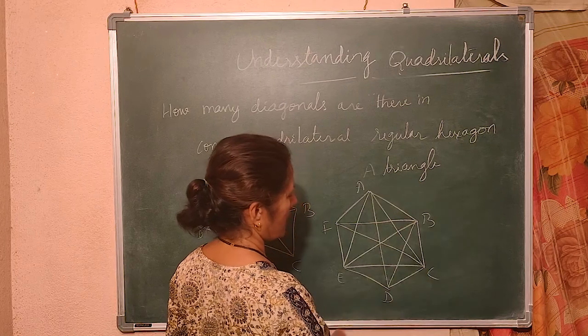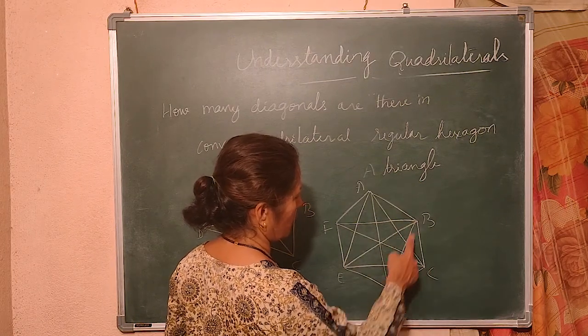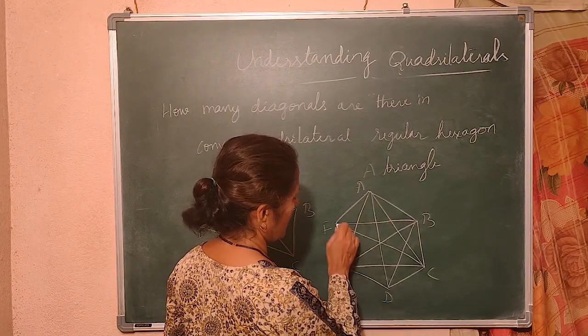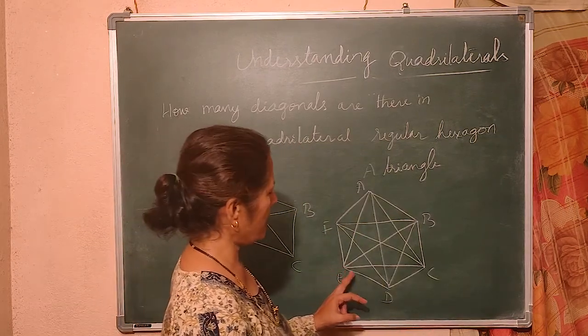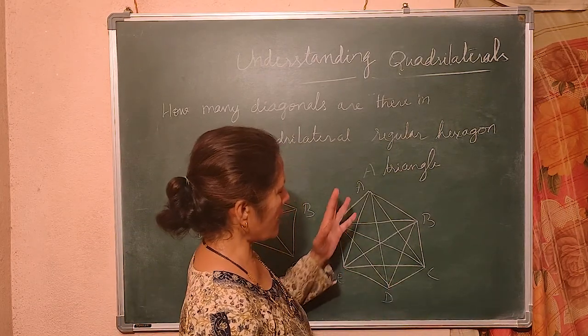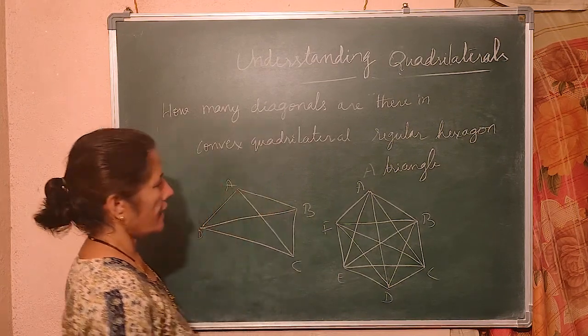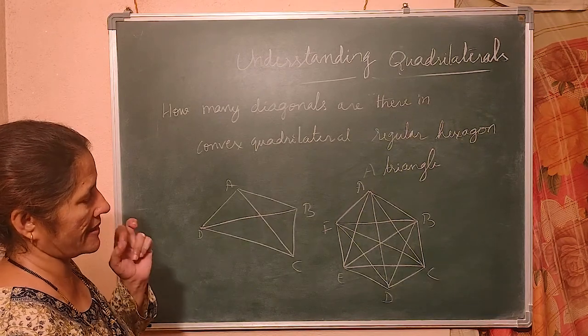Am I right? Other than, now D, other than E and C: D to B, D to A, D to F. Am I right? Now E, other than, understand? So these are all diagonals. So how many diagonals are there? So you can name the diagonals.